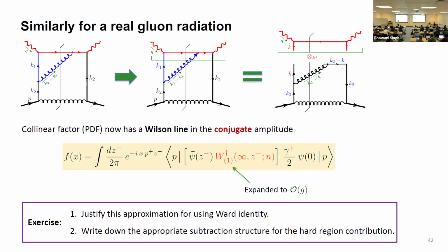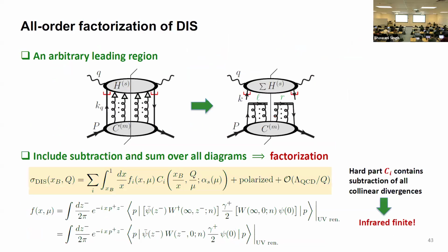So the exercise I give you is, first, you can take the previous wisdom to justify the approximation we made here. And second is, we have only considered the collinear region here. And if you also consider the region when K1T is large, you can write down the proper subtraction structure and the factorization result. And that carries through to all orders.